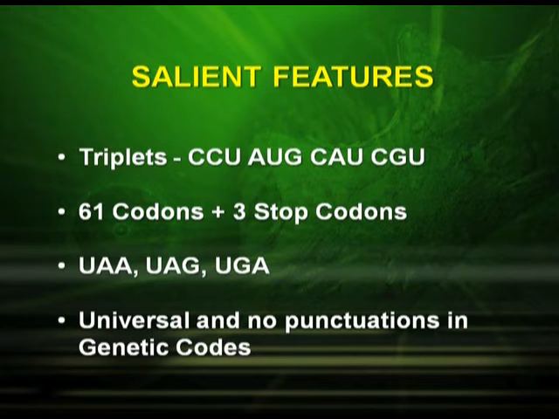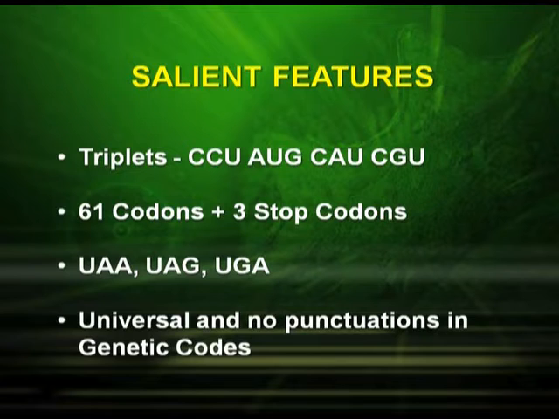Now, let us see the salient features of the genetic code. The first important feature is that it is a triplet. Triplet means it is made up of 3 bases, for example CCU, AUG, CAU and CGU, and it is read in this way only. There are 61 codons and 3 stop codons. So in total we have 64 codons, and the stop codons are UAA, UAG and UGA.